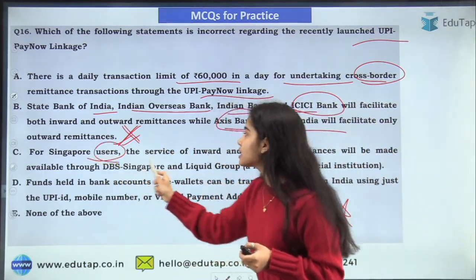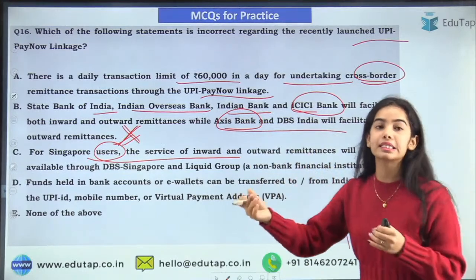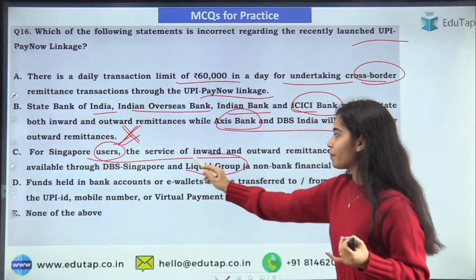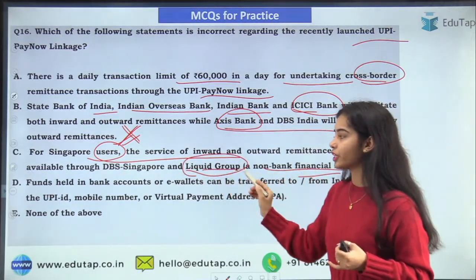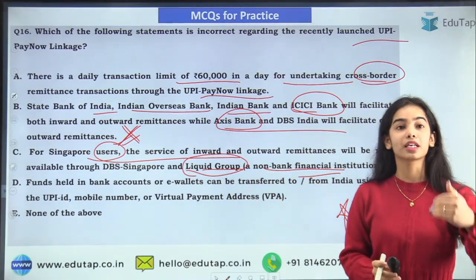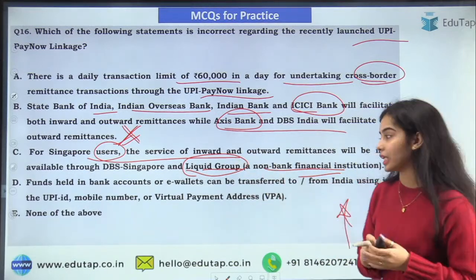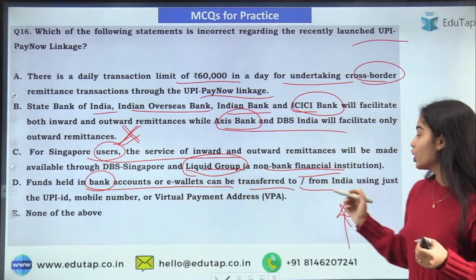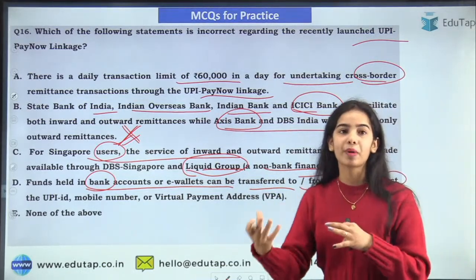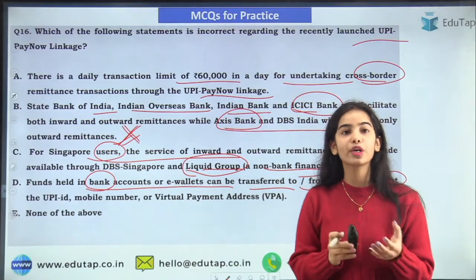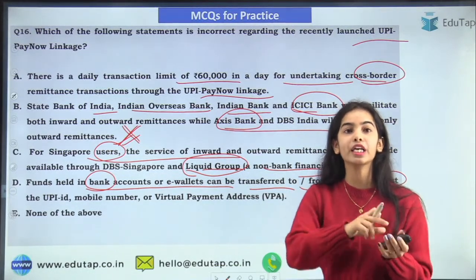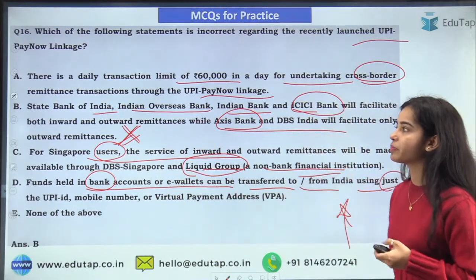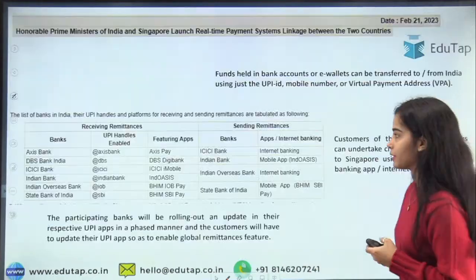For Singapore users, the service of inward and outward remittances will be done by the bank, that is DBS Singapore, and the non-bank financial institution, that is the Liquid Group. They both are allowed by Singapore to do this UPI PayNow linkage. Funds held in bank accounts or e-wallets can be transferred to or from India using just the UPI ID, mobile number or the virtual payment address. You are sending your money through the UPI ID to the virtual payment address of PayNow in Singapore. So the right answer here is B, because that is the incorrect statement.